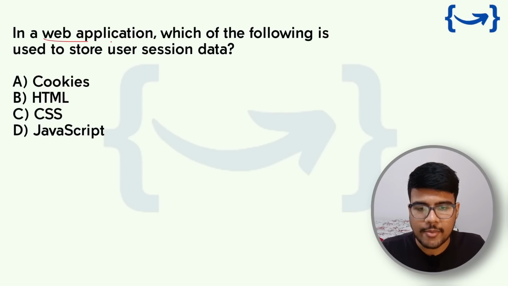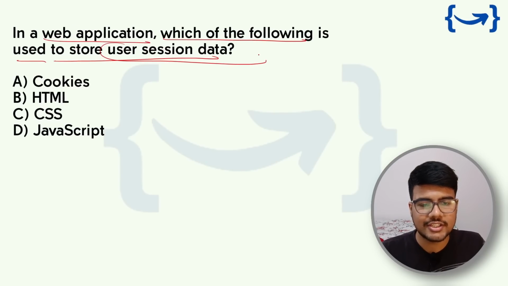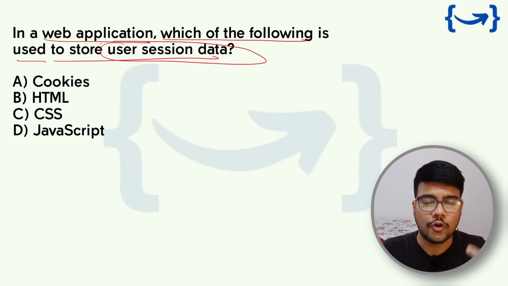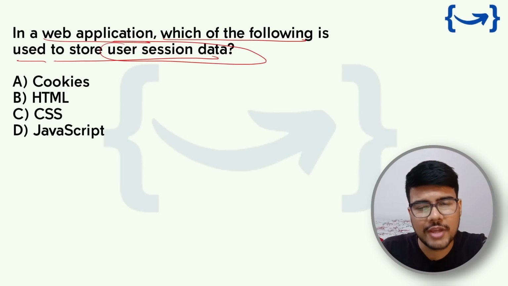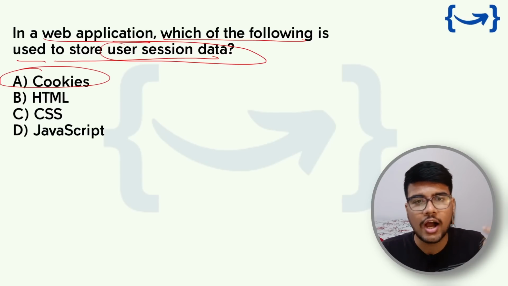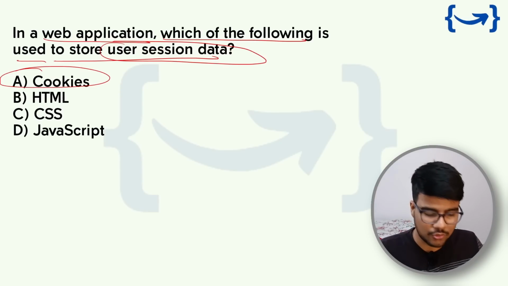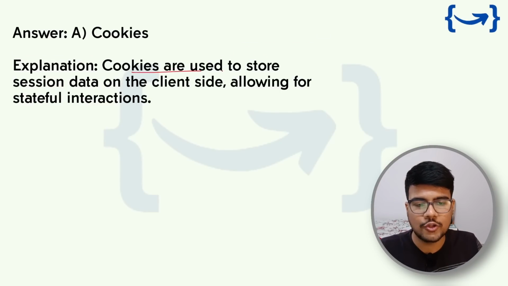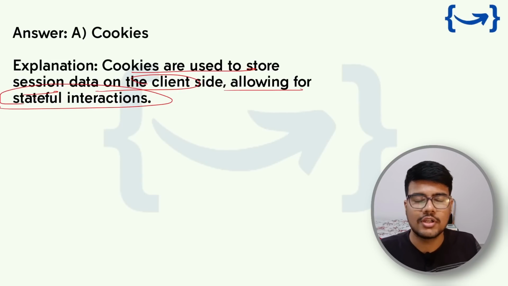Great. In a web application, which of the following is used to store user session data? Let's say you are on YouTube watching my video. So what is being stored behind your website? Cookies. Because when you log in to a new website for the very first time, they will ask you to accept the cookies so that they can store your session data. Cookies are used to store the session data on the client side, allowing for stateful interaction.